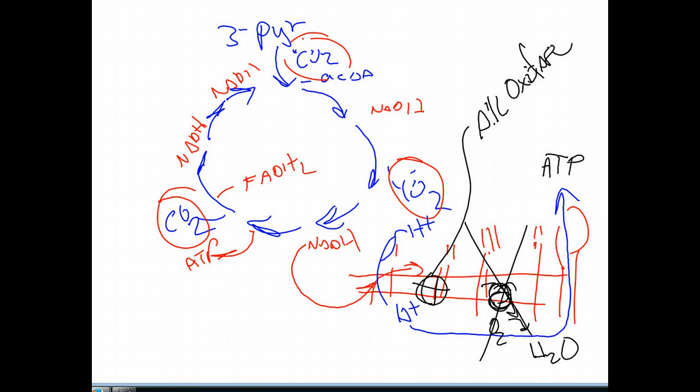Anything else I'm leaving out? CAM, C3. Sure? Before I wrap it up, any other questions?